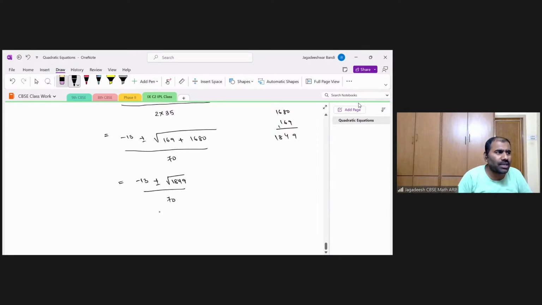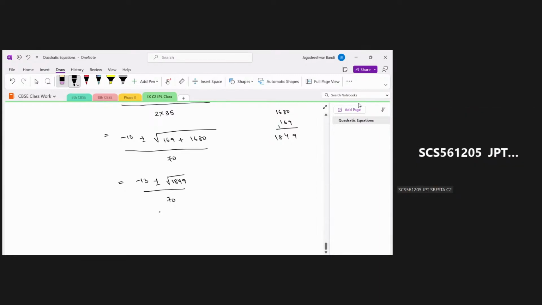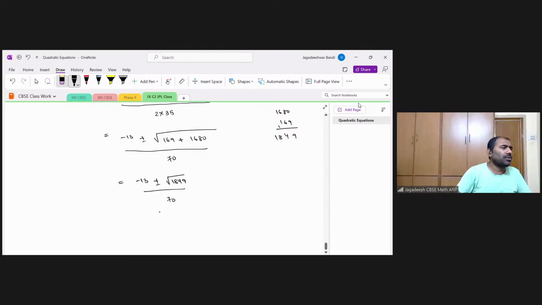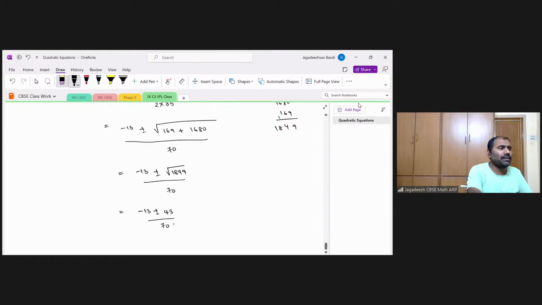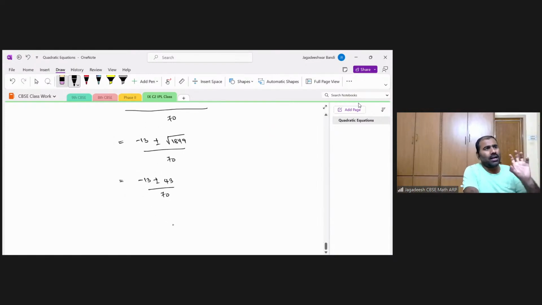Can someone tell me the square root of 1849? 43. Okay, thank you. So minus 13 plus or minus 43 by 70. You can split here to get two different x values. So alpha is minus 13 plus 43 by 70, which is one root, and beta is minus 13 minus 43 by 70. Let us simplify further.